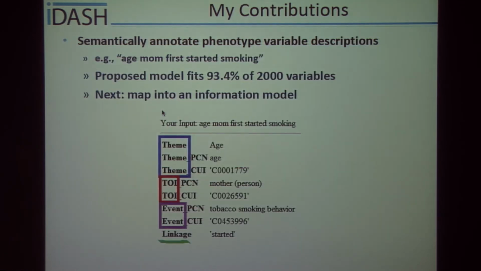So first, we took a subset of 2,000 variables which pertain to pulmonary studies. We then had a number of things that I had to look for, such as a theme, a target of information, an event, and a linkage, which would then support the next step, which is information modeling. And we found that 93% of those 2,000 variables could fit into this model. And so we're currently trying to expand the model into other variables.